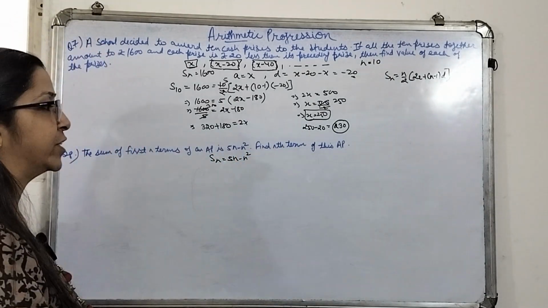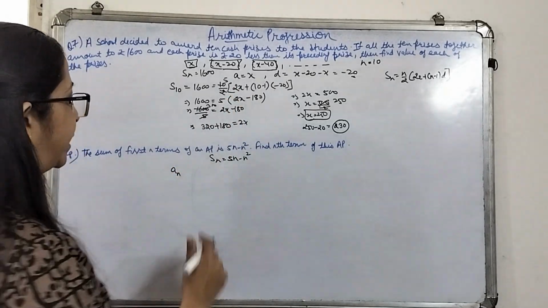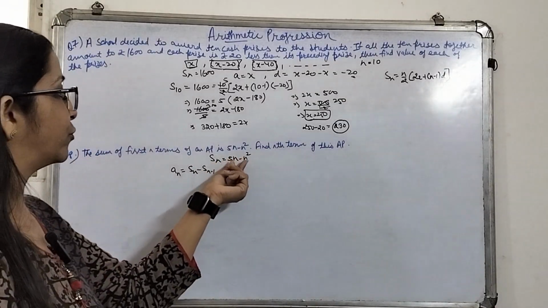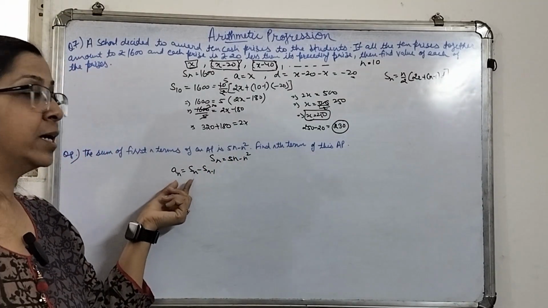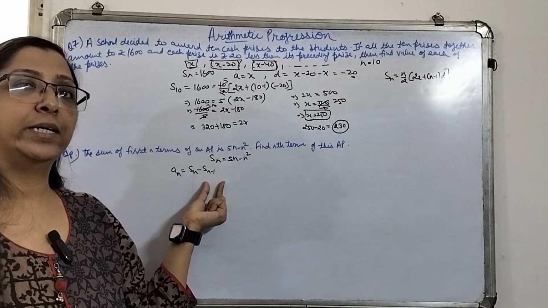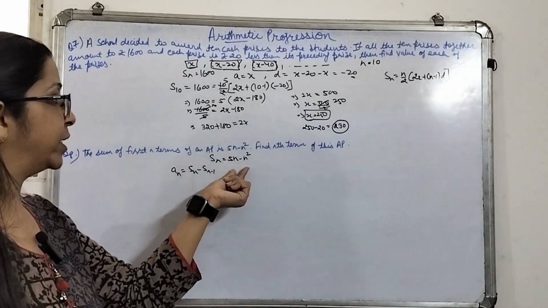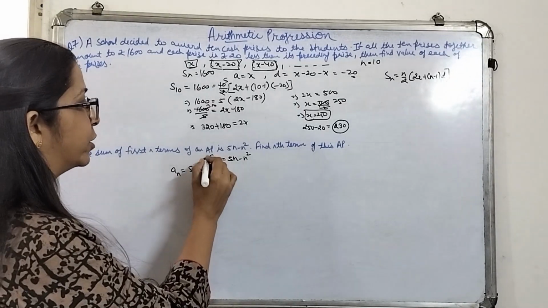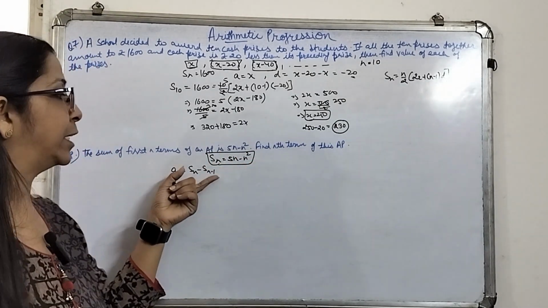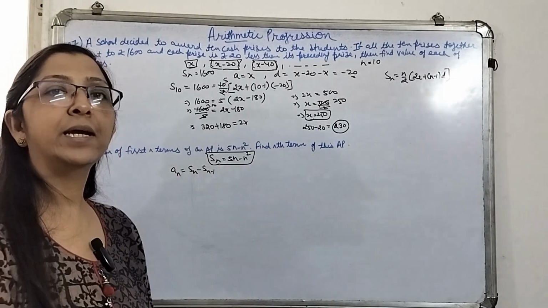We have learned in the previous video on the AP that the nth term of the AP can be found out by Sn minus Sn minus 1. In terms of S, the value of an is Sn, that means the sum of n terms, minus the sum of n minus 1 terms, will give us the value of the nth term of the AP. So from here we know the value of Sn. It is already given to us as 5n minus n square. So we have to find the value of Sn minus 1 also. Wheresoever n is coming, we will be keeping n minus 1.